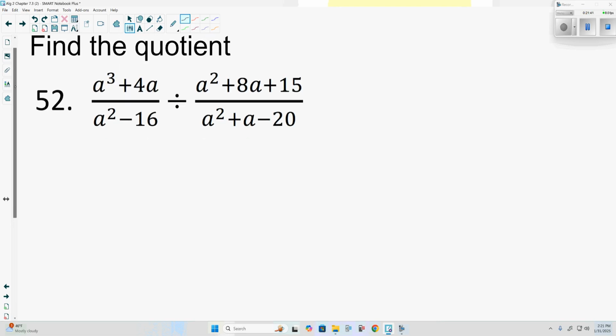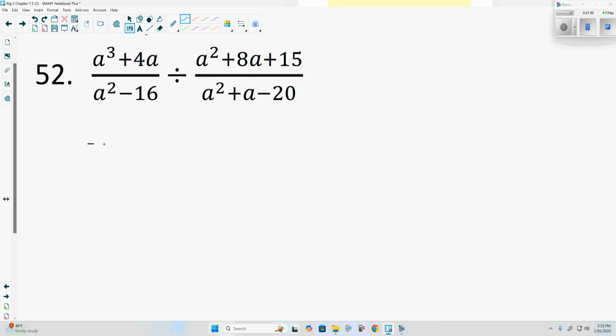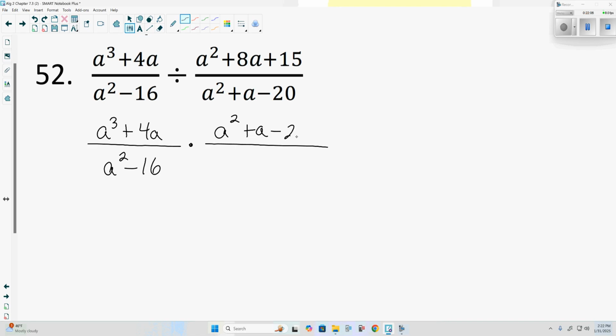Actually, let's do this one here first. There's one piece to it. Now, the cubed part will come a little bit into play, but not too much. A cubed plus 4a over a squared minus 16 is being multiplied by our a squared plus a minus 20.